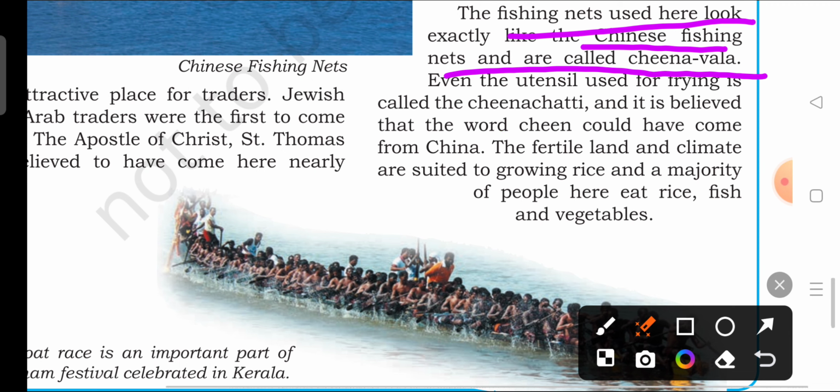The fertile land and climate are suited to growing rice, and a majority of people here eat rice, fish and vegetables. See, in the case of Ladakh, what do we see? There was no cultivation. People merely depend on milk and meat products, cheese and butter. But here, because of the suitable climatic condition, rice can be grown, so they eat rice. Their food habit is different, isn't it? They eat rice and fish, as they are near the sea so fishing is their main occupation, and different types of vegetables are also grown. That is the reason why their food habits become different. In Ladakh it is different, here it is different.